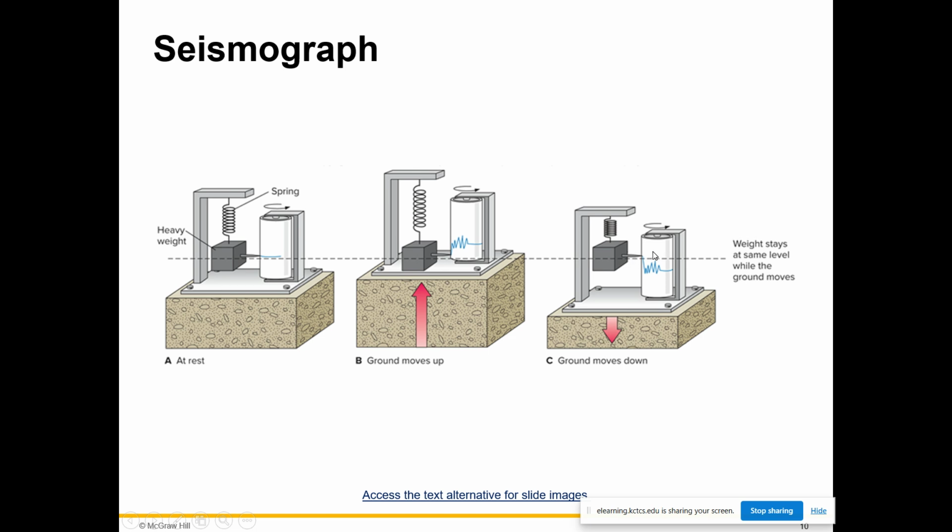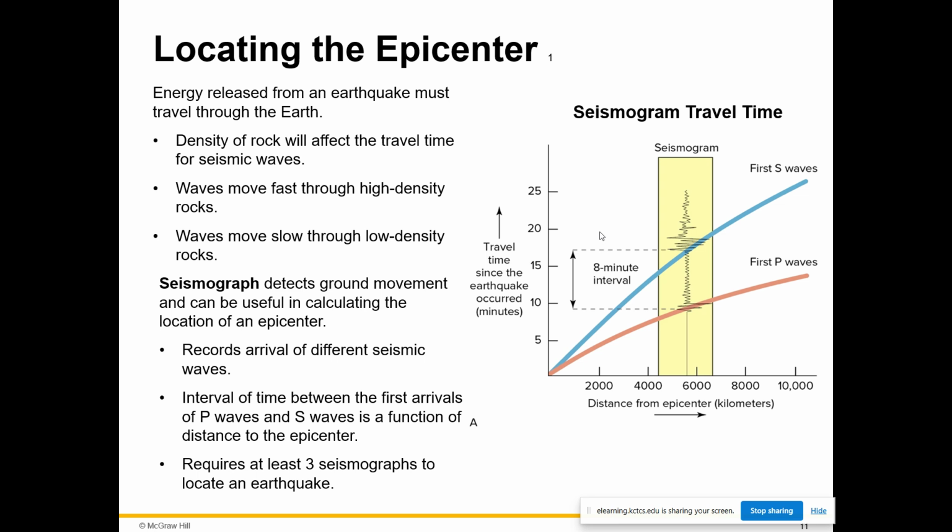If you've ever been in an earthquake, sometimes you'll see the chandeliers shake, and it's that same kind of concept. Really, the chandelier is staying still while the house is moving because the ground is what's shaking. And so this is what that printout would look like.